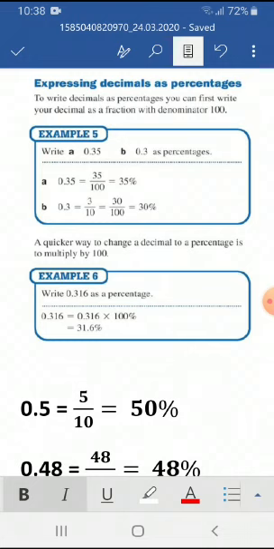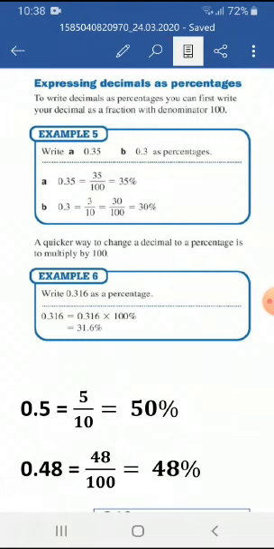0.3 as a fraction is 3 over 10. First of all, you have to turn it into a fraction with denominator 100. So you multiply both the numerator and denominator by 10. It is 30 over 100. And then, as a percentage, it will be 30%.